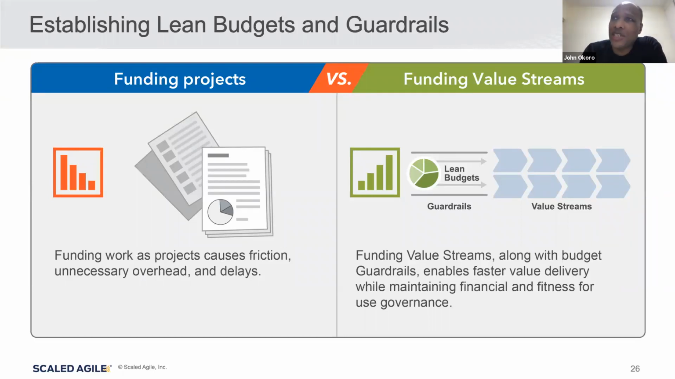The idea of funding value streams is that you're going to have these lean budgets and they're going to get applied to the release trains and the value streams and the release trains that are implementing them. So it should be faster. It should be quarter by quarter or PI by PI, and you should be able to adapt them really easily, whereas project budgets often are fixed once you set them, and it's very hard to change them.